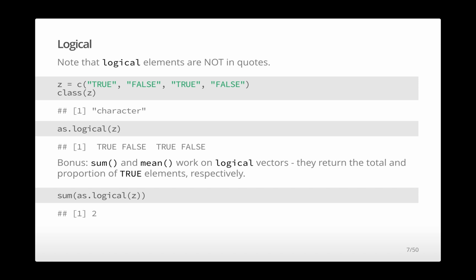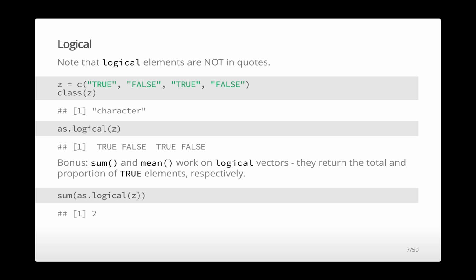So again, true, false, true, false. This is a character vector. It's got quotes around it. R does not understand that you want to use that as a logical. Okay? So you say, I got these as trues and falses because somebody put some weird thing in there. I just want to convert it to a logical. You say as.logical, and it'll say true, false, true, false.